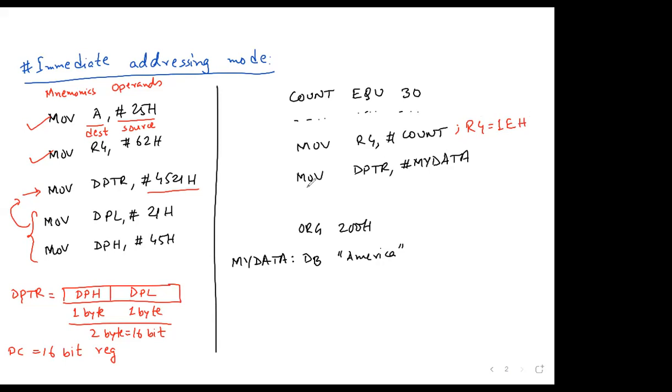Now this line is where most of the students get confused: move DPTR, comma hashtag my data. Try to understand what this my data is. There are 4 fields, right? Label, mnemonic, operand, comment. Among these 4 fields, what is my data over here? Label. Exactly. My data is a label.